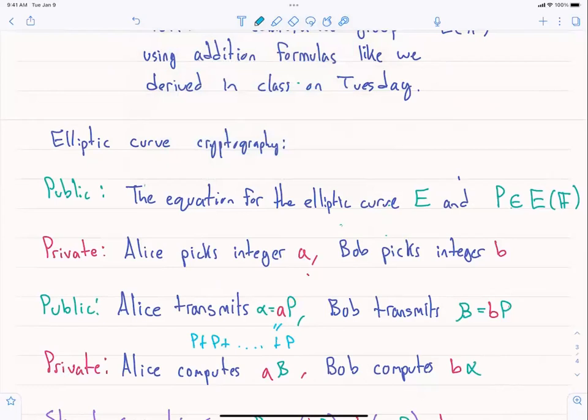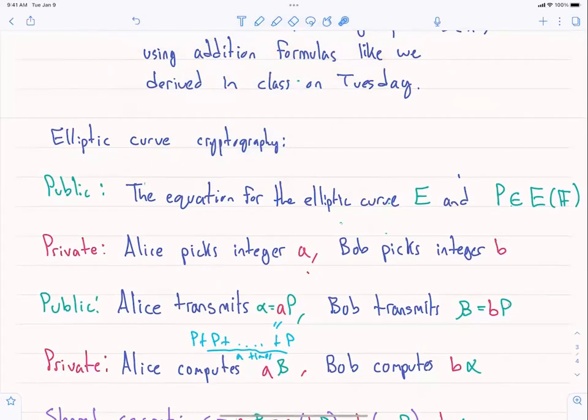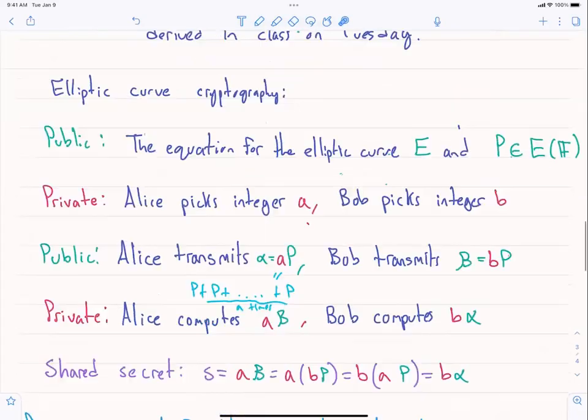Similarly, Bob transmits b times P, which you get by adding P to itself b times, each time using the group law on the elliptic curve. That gives Bob some new point beta on your elliptic curve. And then you do the same thing.